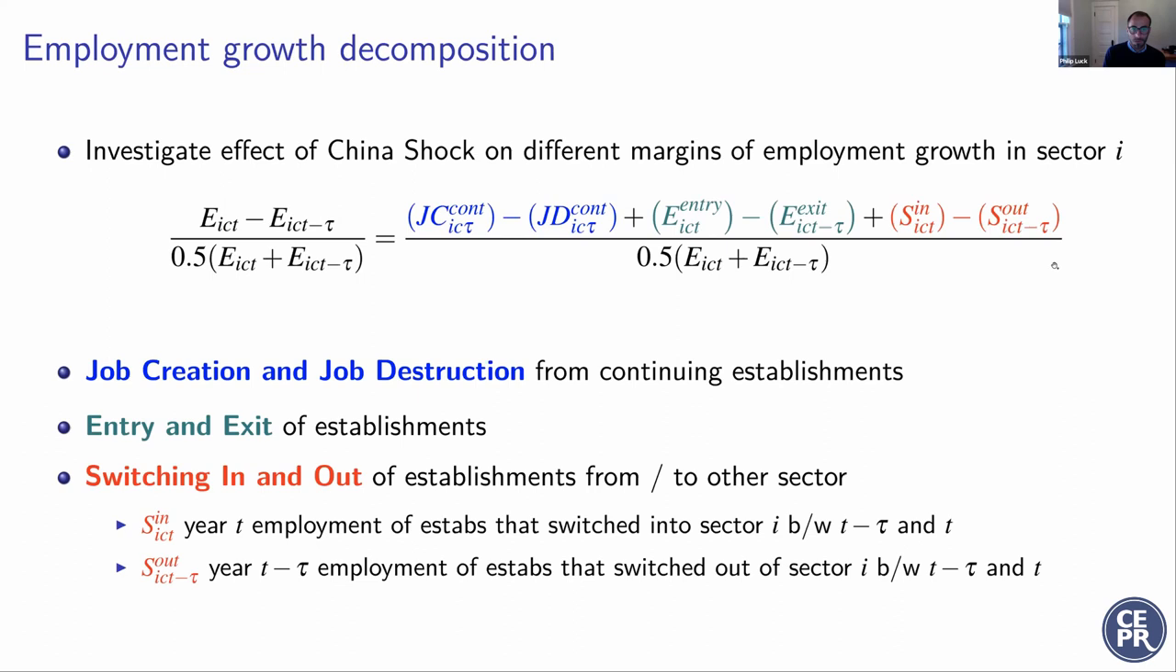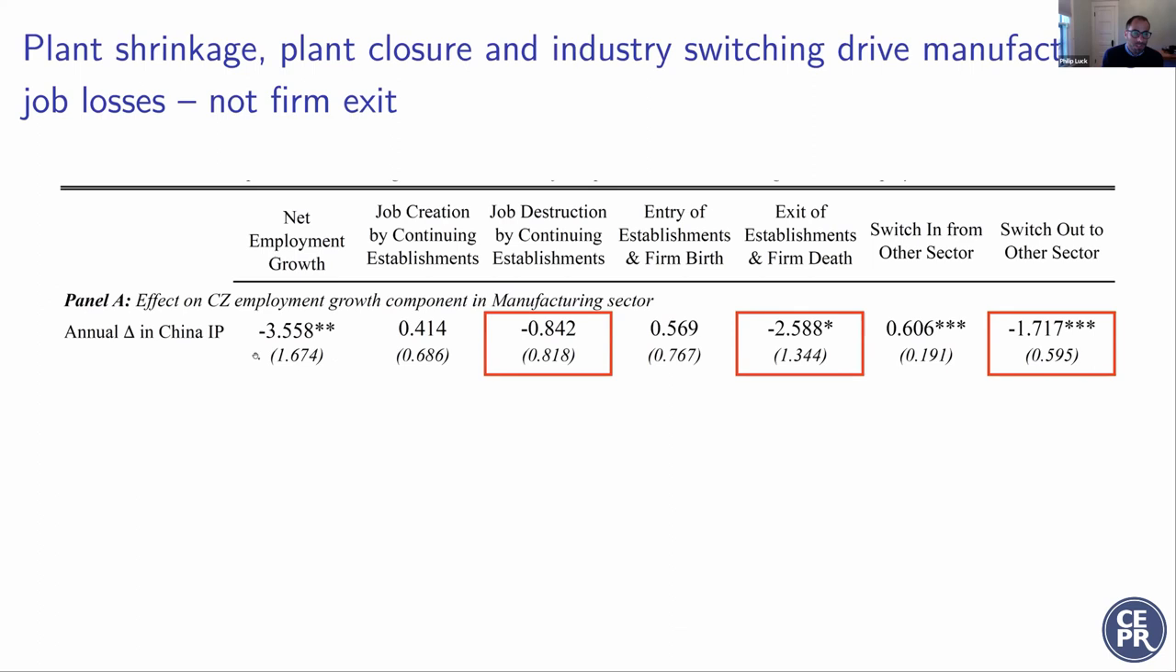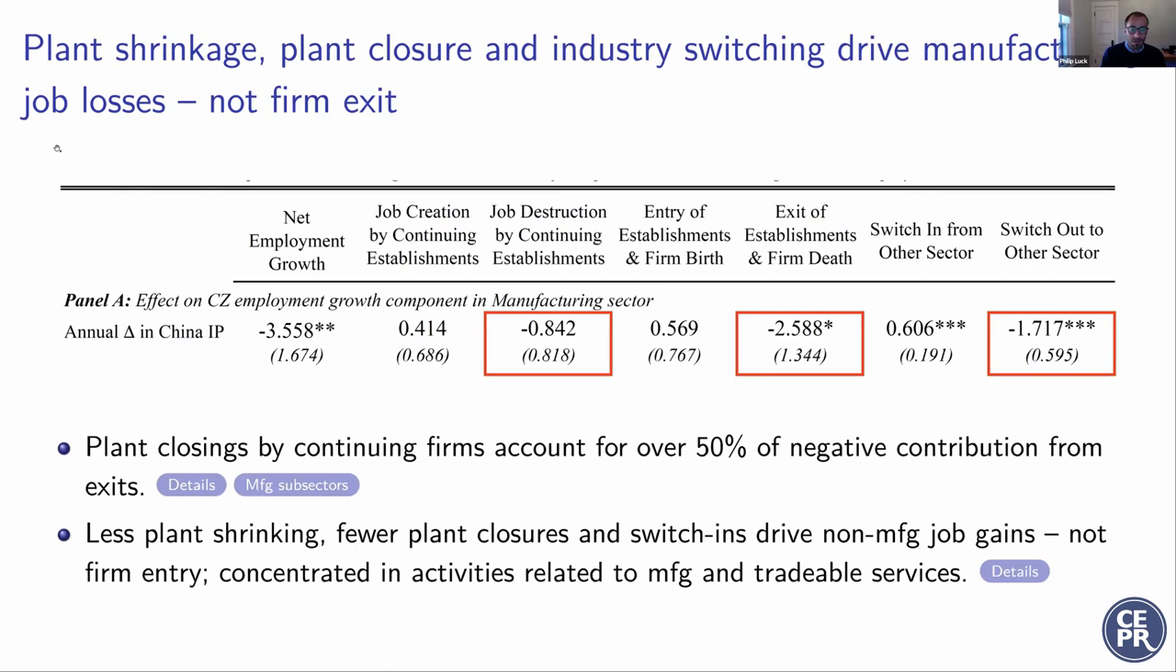Okay, so this is our first set of results. So just to point out here, this is our estimate of the total effect of import competition on manufacturing employment. We found that to be -3.558. And across these next 6 columns, these are the different margins that I was just showing before. So I want to point out basically 3 things that we think are important about this. First, job destruction in continuing establishments is not a large driver of this effect.